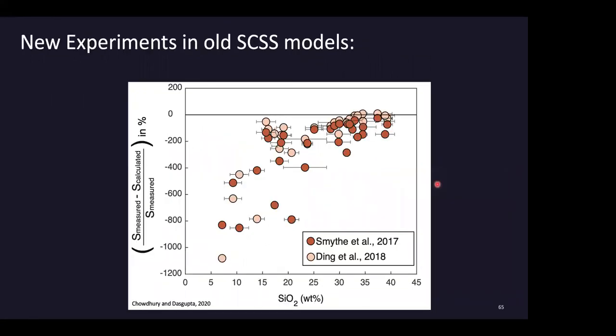When we use our new experiments in old SCSS models, we see that some of the experiments which have very low CO2 content can be described pretty well by the old models. However, as the SiO2 goes down and carbon dioxide starts to increase, this falls way off the line, and the new experiments cannot be explained by the old models.